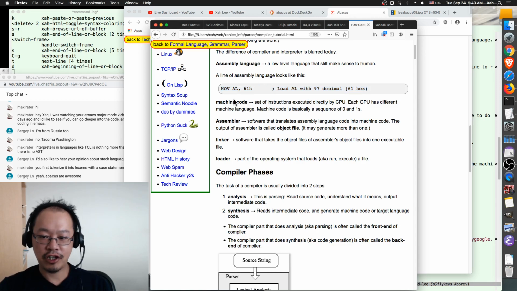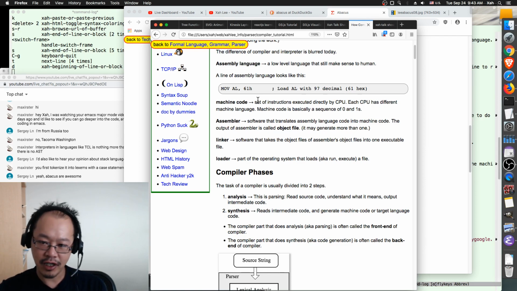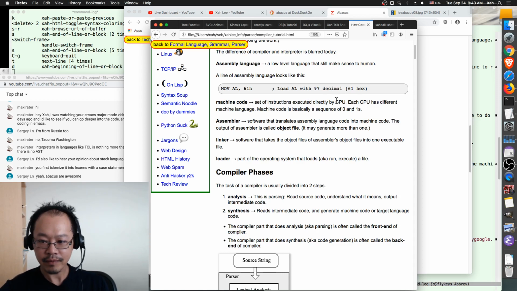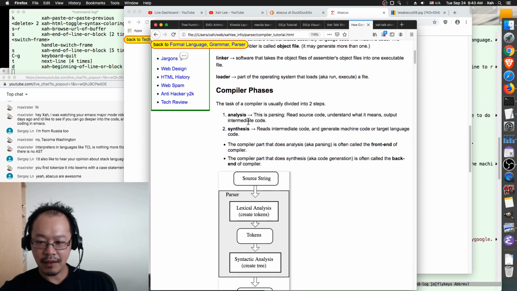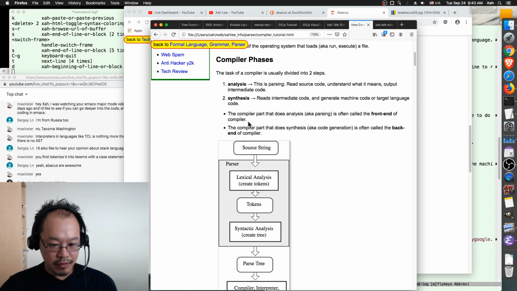That's assembly language. And what is a machine language? Machine language is lower level than assembly. Machine language is a set of instructions executed directly by the CPU. What it looks like, a machine language just looks like a bunch of zeros and ones. It's all just 0 1 0 1 0 0 1 1 1, like that. Okay, so let's skip that. So compiler. Okay, let's talk about the structure of a compiler.